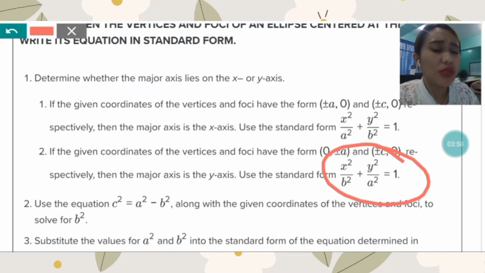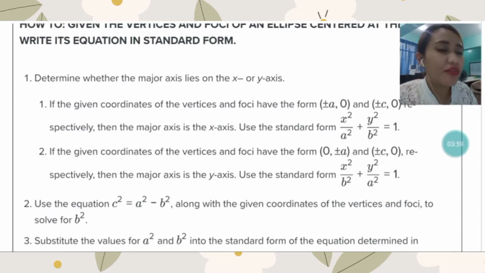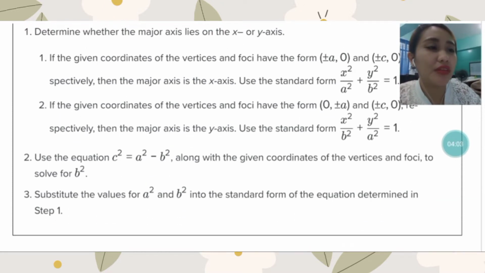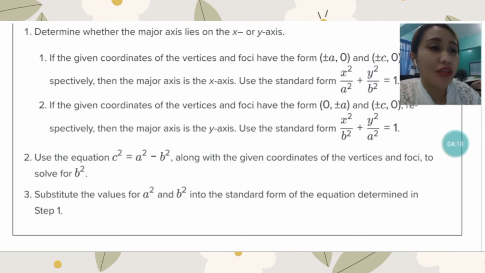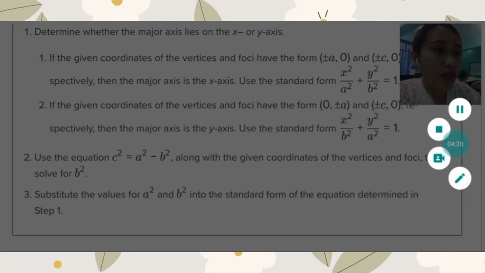So use the equation c squared is equal to a squared minus b squared along with the given coordinates of the vertices and foci to solve for b squared. Actually, given this equation, you can solve for c, a, or b. Then the third step is substitute the values of a squared and b squared into the standard form of the equation determined in step 1. So to understand that further, let's have an example.